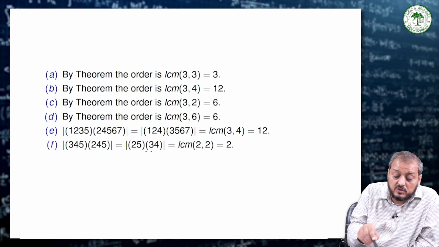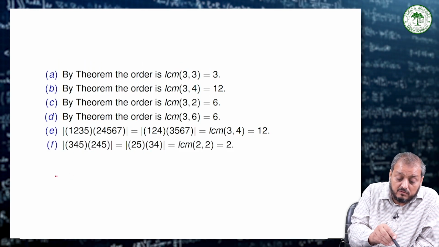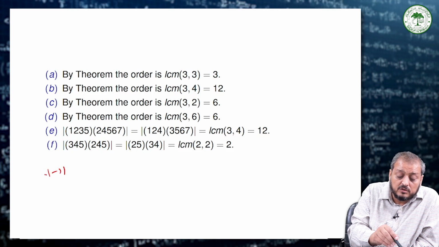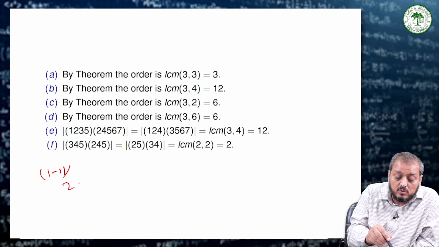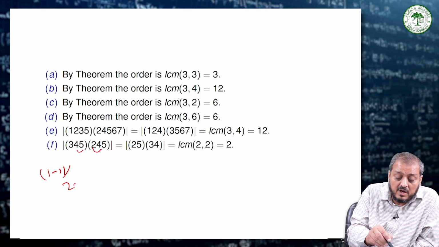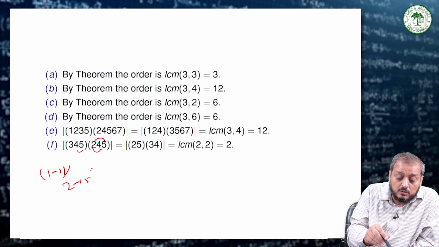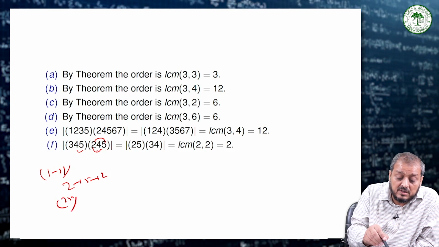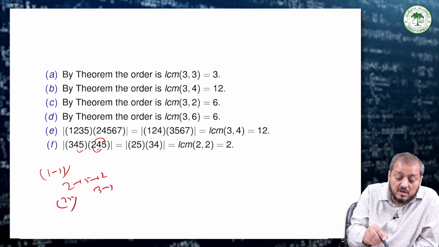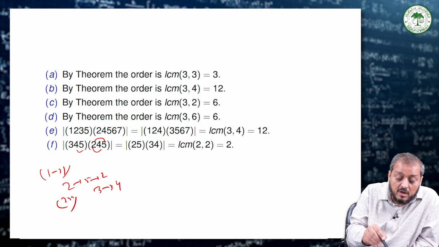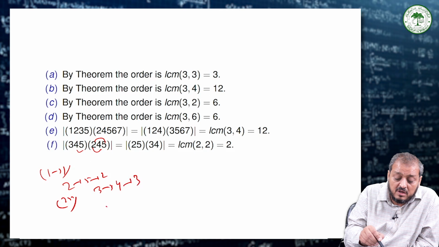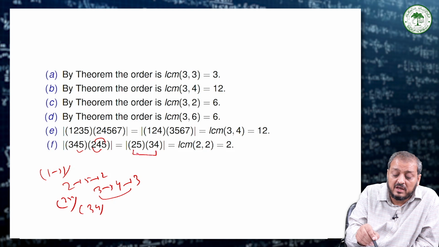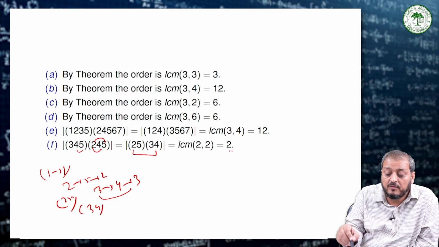So first we make it disjoint. Starting from 1: 1 goes to 1, which is finished, so this is one cycle. Now 2 goes to 4, and 4 goes to 5, so 2 goes to 5, and 5 goes to 2, so 2 5 is one cycle. Then we start from 3: 3 goes to 4, 4 goes to 5, 5 goes to 3, so again we have 3 and 4. So the order is the LCM of 2 and 2, which is 2.